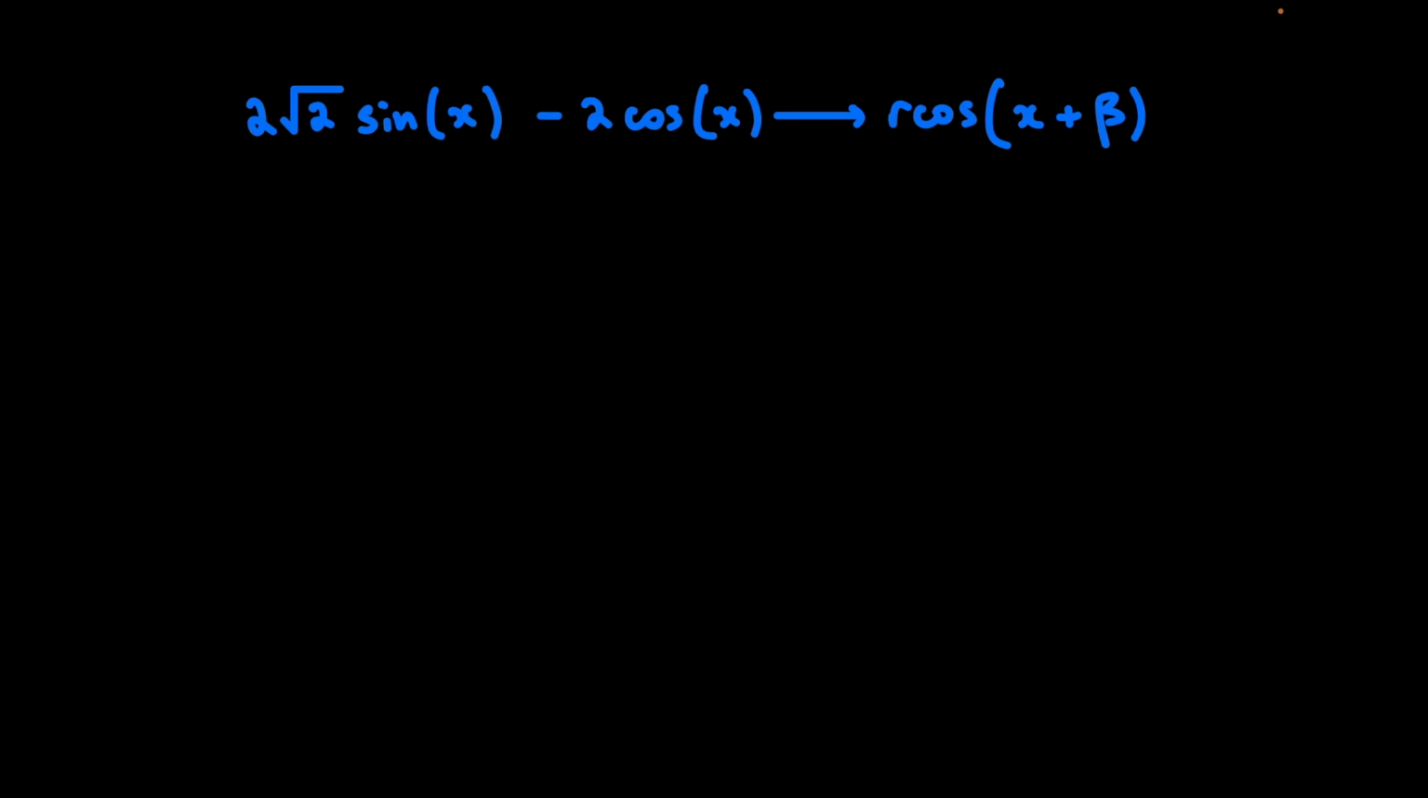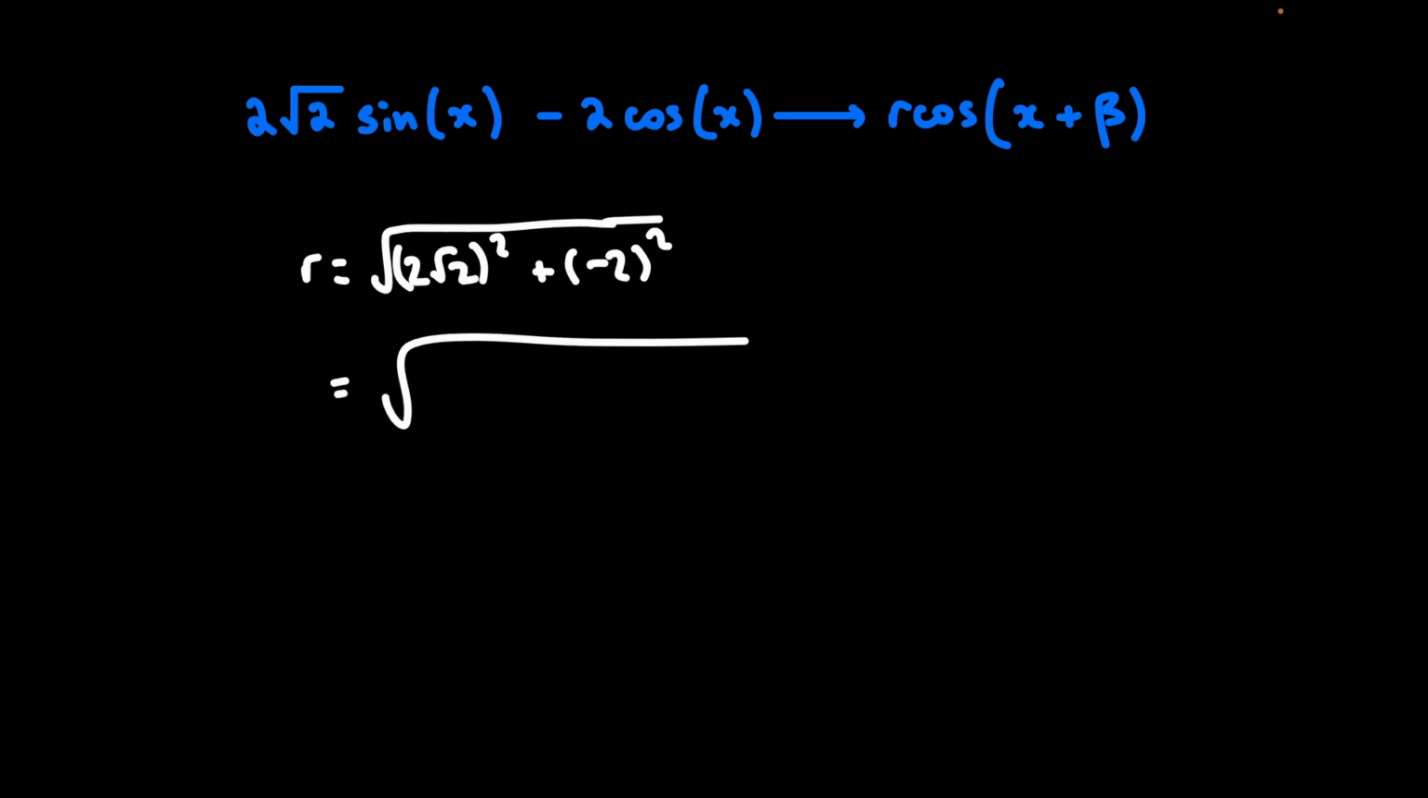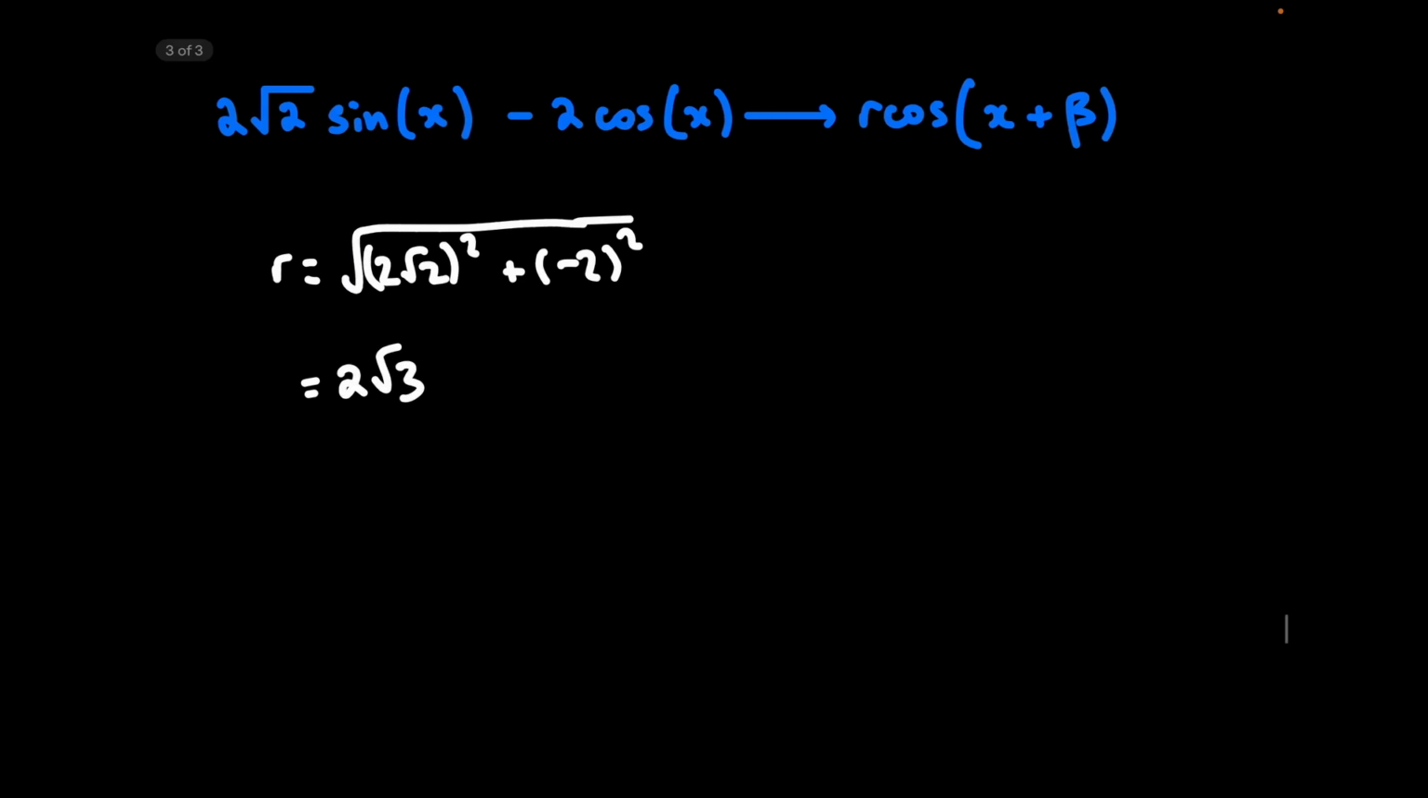Okay, let's work out r. R is equal to the square root of 2 square root 2 whole squared plus negative 2 squared. So this is the same as the square root of 4 times 2, which is 8, plus 4, square rooted. And again this is the same as square root 12, which in the last question we worked out was the same as 2 square root 3. So that's the value of r.